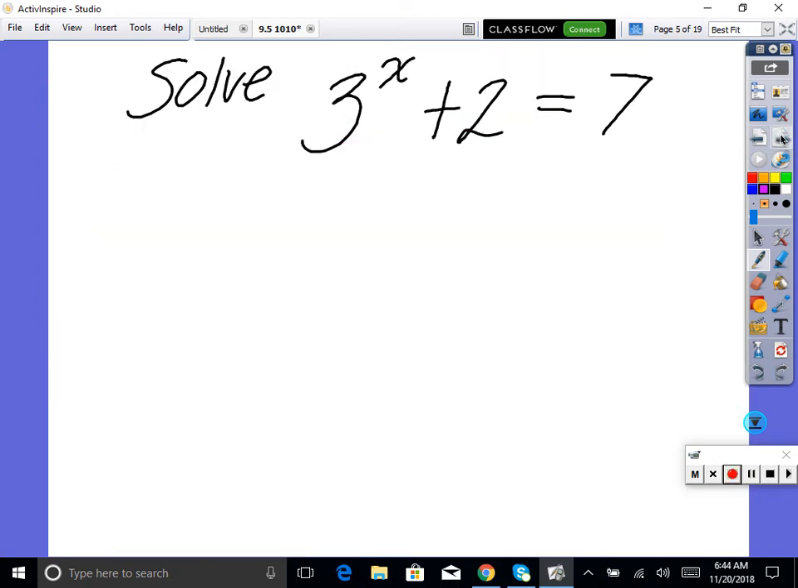Okay, let's solve this one. Okay, so it's an exponential equation. What should I do first? Isolate the base. Good. So we would subtract 2 over. So then we have 3 to the x equals 5 because I subtract 2. Then what?